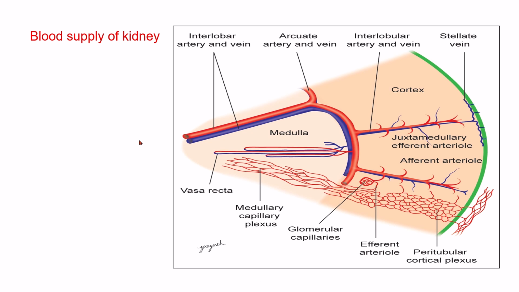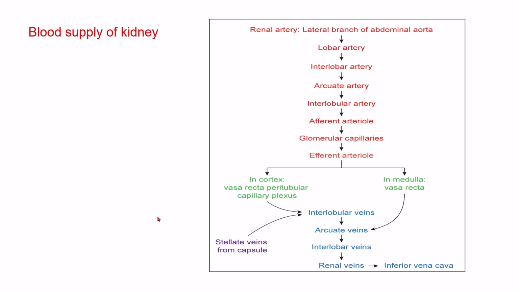Coming to the blood supply, the renal artery is a branch from the abdominal aorta that divides into segmental arteries, which further divide into lobar arteries. Here you can see the interlobar artery and vein. They further branch to form the arcuate artery, from which comes the interlobular artery. Here you can see the stellate veins draining into the interlobular vein, which drains into the arcuate vein, then the interlobar vein, lobar vein, segmental vein, and the renal vein, and ultimately into the inferior vena cava.